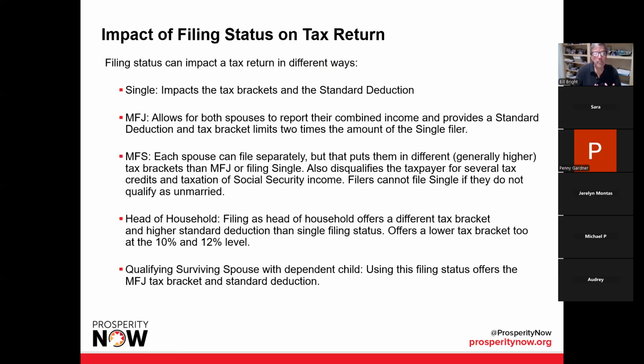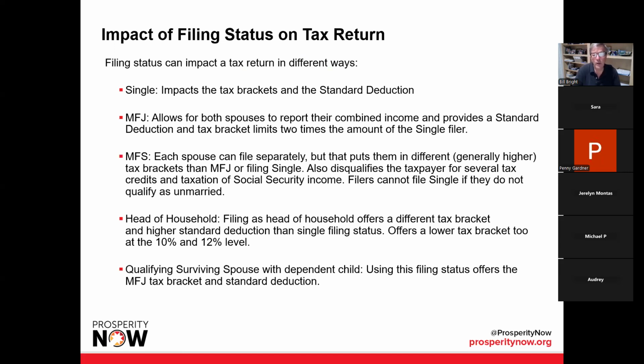2 times the amount of a single filer. Married filing separate: each spouse can file separately, but that puts them in different and generally higher brackets than if filing single. It also disqualifies them from several tax credits, and the taxation of their Social Security goes straight to 85%. They cannot file single if they do not qualify as unmarried.